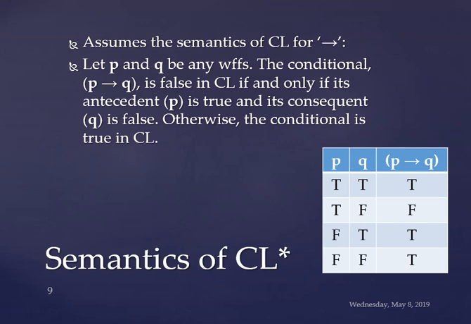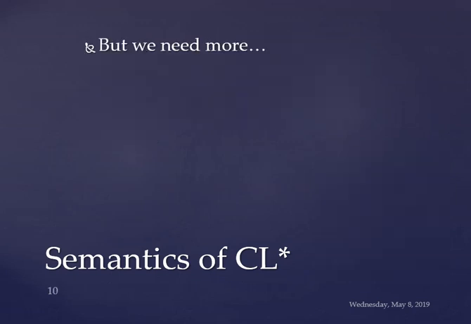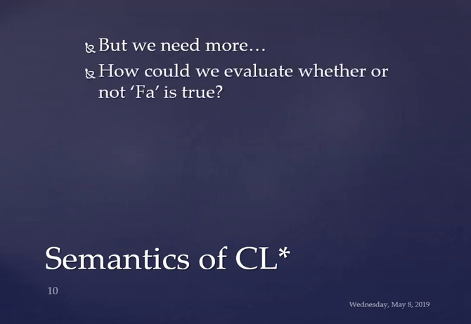All right, now we need a little bit more for CL star. That's good enough for kind of interpreting the conditional, right? But we need a little bit more about how to figure out whether or not A is F is true. Right, and how are we going to do this? And the answer to that question is by use of models. Okay, now what the heck is a model?